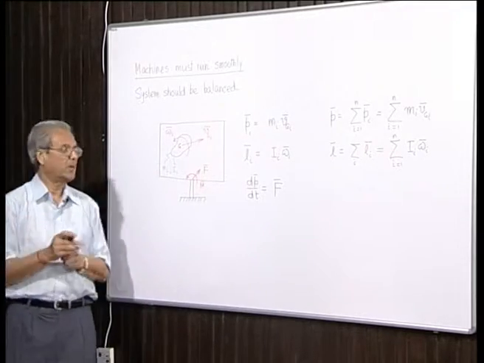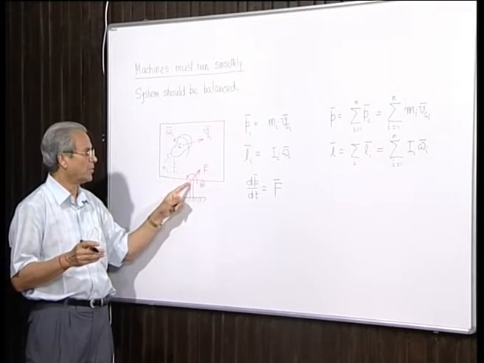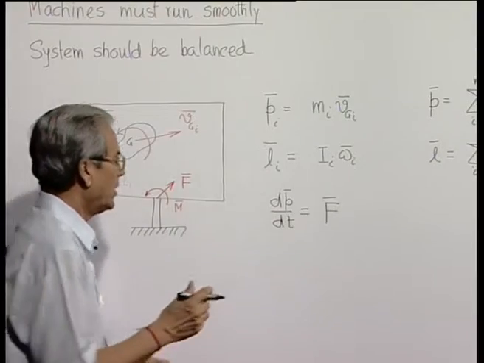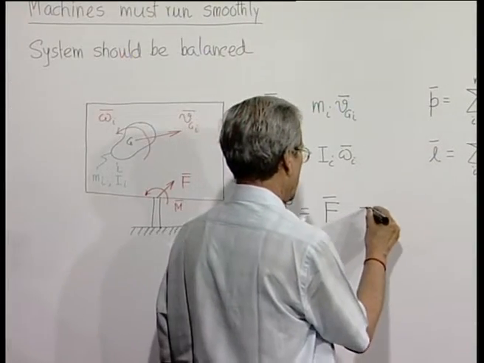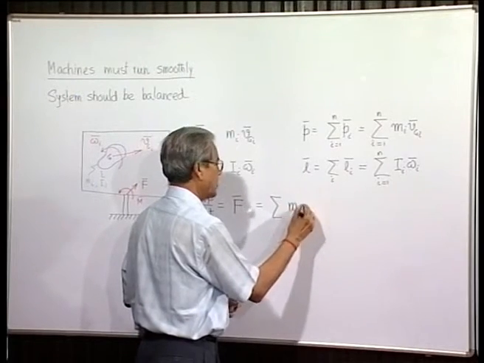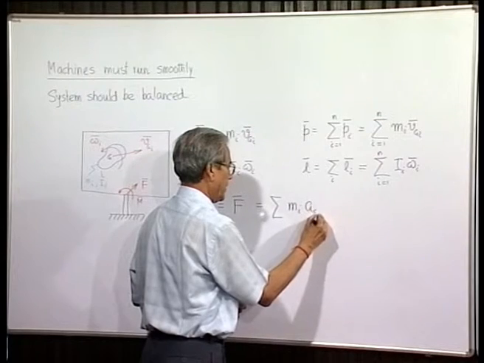Now, a force besides the weight can act on the system only through the support. So, this force is responsible for this rate of change of linear momentum. So, this is nothing but the sum of m_i times dV_Gi/dt, since m is constant, and dV_Gi/dt will be A_Gi.